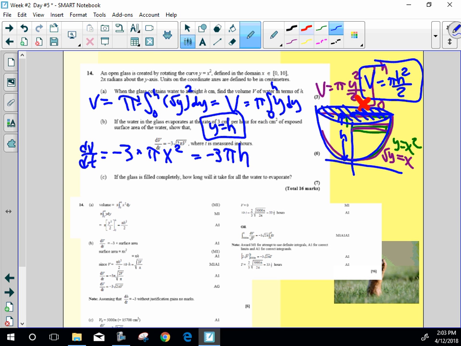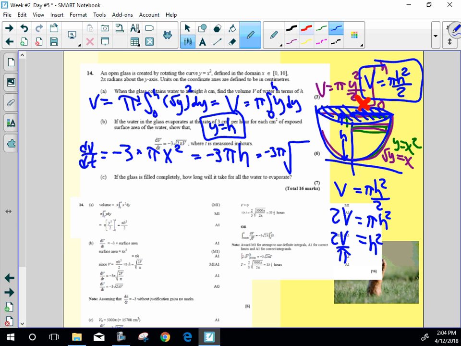So I'm going to take the formula, v equals pi h squared over 2, multiply both sides by 2, and then divide by pi, and then take the what? Square root. So this is going to be equal to negative 3 pi times the square root of 2v over pi.